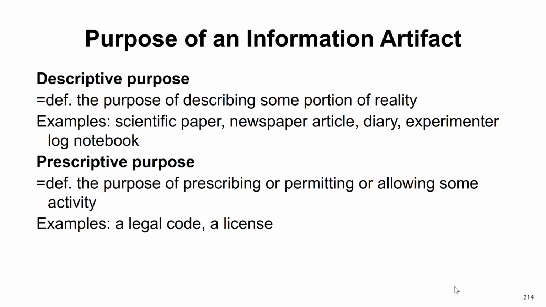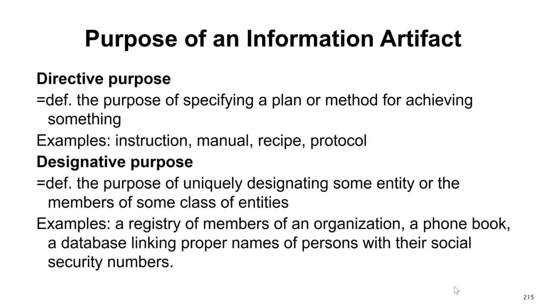Some information artifacts are descriptive. A piece of journalism, a scientific text, describes something. Other information artifacts are prescriptive. So a legal code, a license, they tell you what you can do. Other information artifacts are directive. They tell you what you have to do. So an instruction, an order, a command, these are all directive information artifacts. And we have developed an ontology of these different kinds of information artifacts based on an ontology of the purposes. So directive, designative, and so forth.